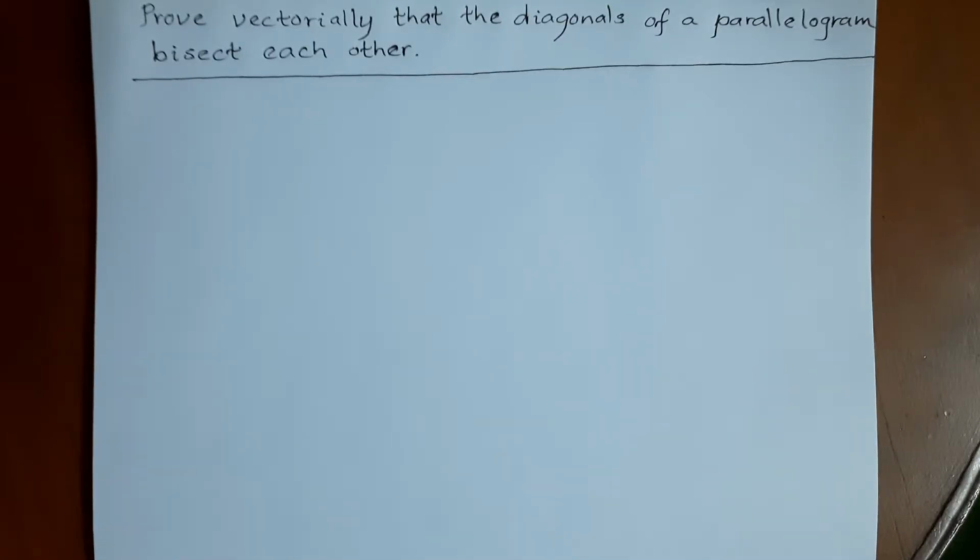Prove vectorially that the diagonals of a parallelogram bisect each other. Before starting, I want to tell something about the vectorial proof of the theorem. Many theorems in plane geometry can be proved with the help of vectors. In this connection, this theorem can also be proved by using vectors. So this is an important question.